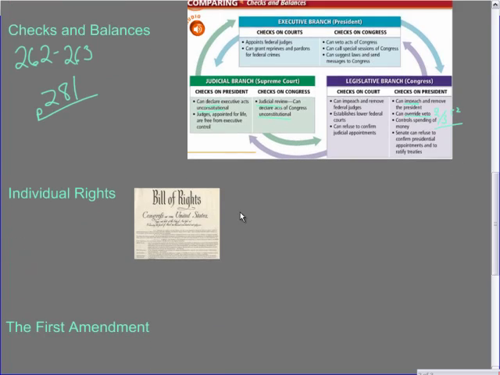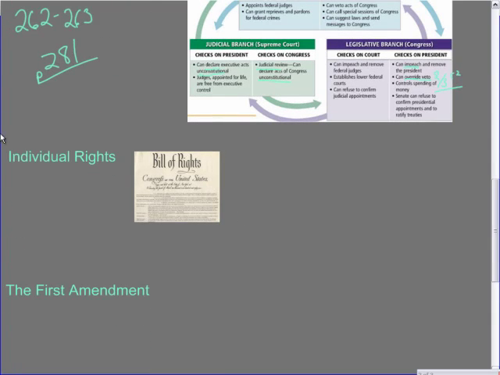The last principle of the Constitution that we look at is individual rights, and this is going to be on 262 and 263 for the generic paragraph explanation. And then if you look at the Bill of Rights, they're going to be included on page 286 through 288.